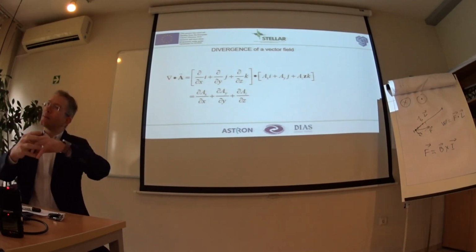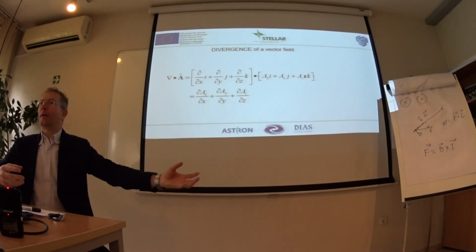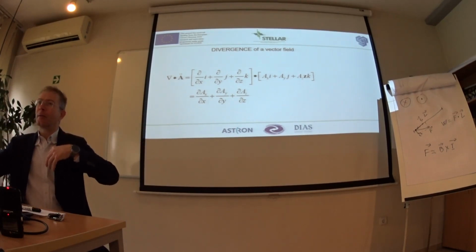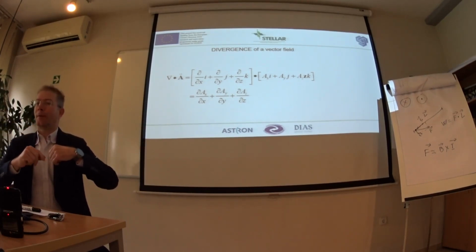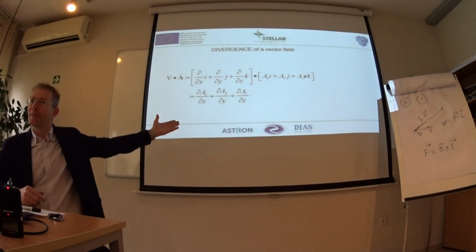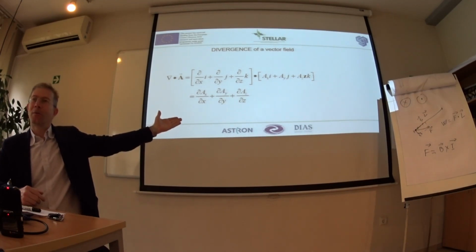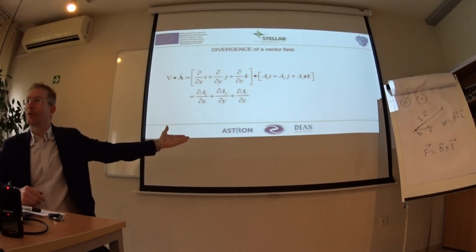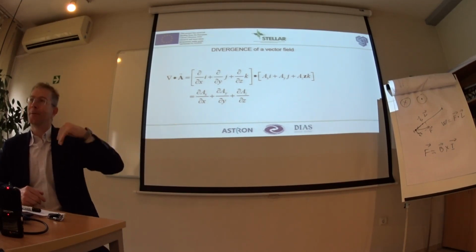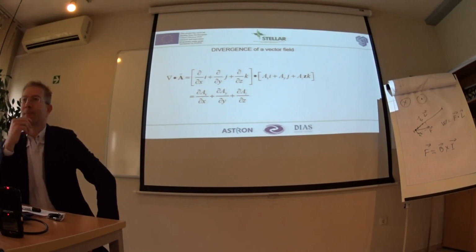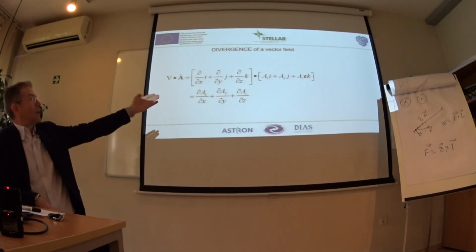And now we combine the del operator with the dot operator, and we get the so-called divergence of a vector field. What is the divergence of a vector field? First, how is it calculated?